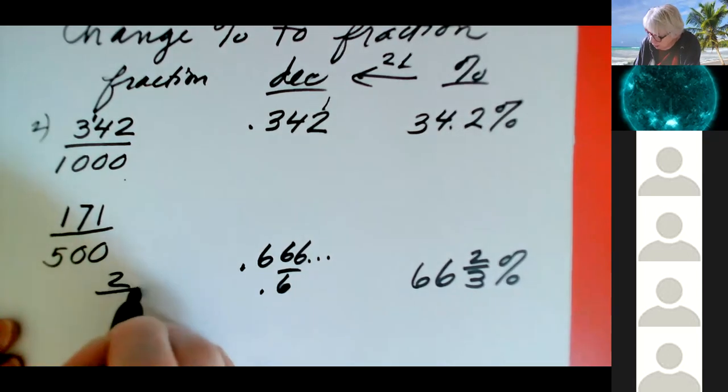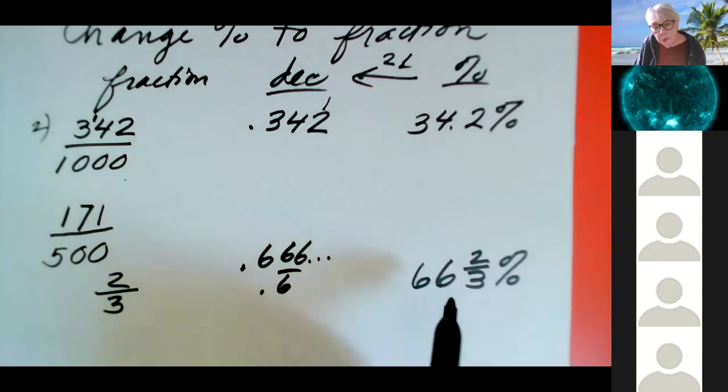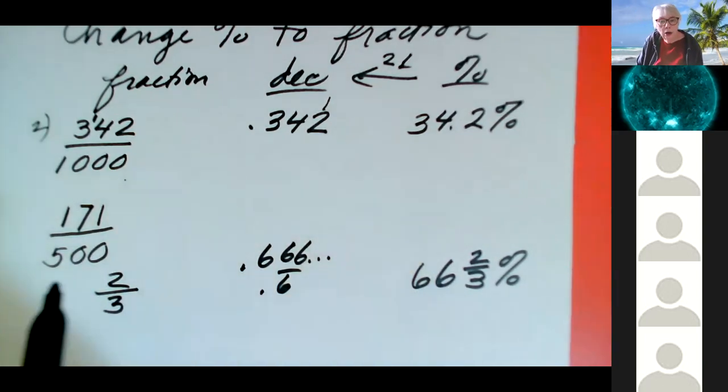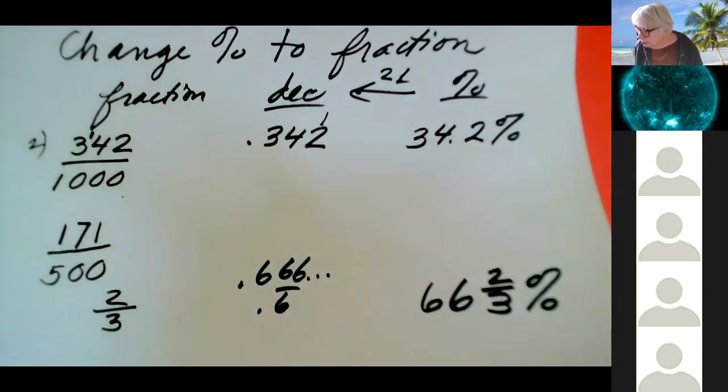I think that's, they used to make people memorize all kinds of these, but I think these two, especially 33 1/3 and 66 2/3, if you see it enough times, you'll say, oh yeah, I've seen that one before. Okay. Let's try a different problem and then we'll move. Let's see.